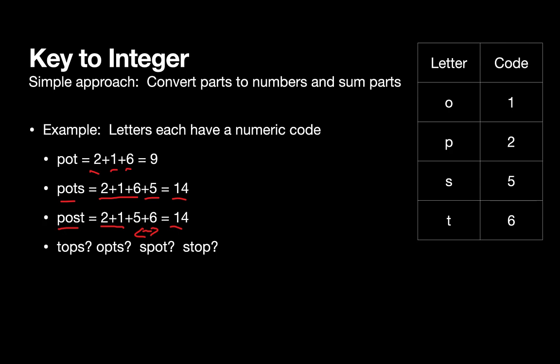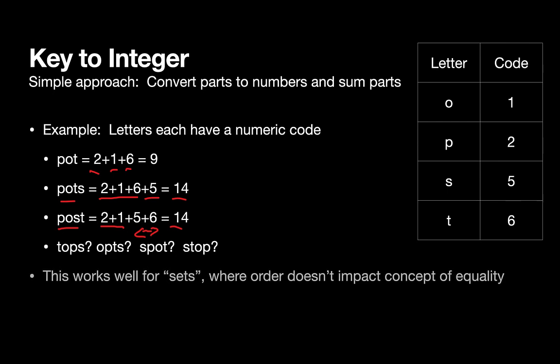Okay, so there are a lot of potential collisions if we were to use this particular scheme and this particular code for English words. So this would work well if we were considering sets, where the order just doesn't impact the concept of equality. But if we're dealing with English words, this works really poorly because order is important. This is sometimes appropriate if you're dealing with sets, but oftentimes it isn't if you're dealing with some sort of a sequence where the order is important to the identity of the sequence.